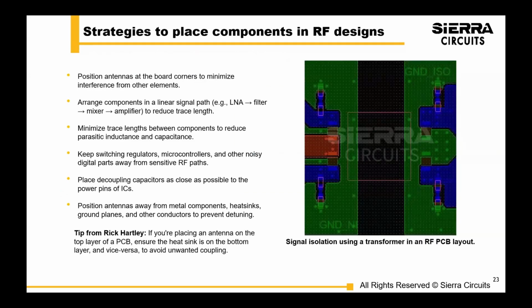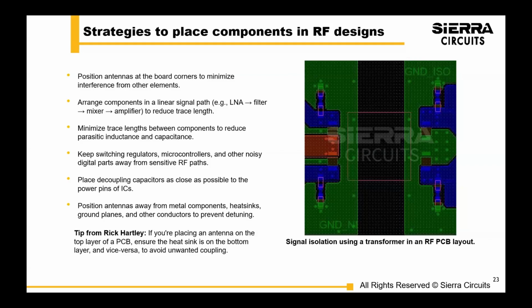So here are some strategies to place the components in RF designs. Position your antennas at the board corners to minimize interference from other elements. Arrange components in a linear signal path to reduce trace lengths. Minimize trace lengths between components to reduce parasitic inductance and capacitance. Keep switching regulators, microcontrollers, and other noisy digital parts away from the sensitive RF paths. And then place decoupling capacitors as close as possible to the power pins of RFICs.